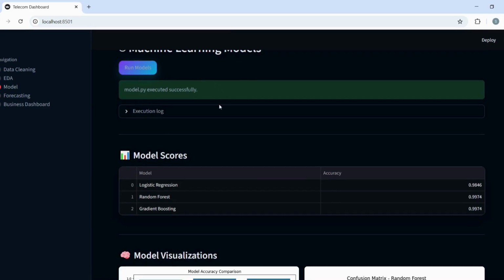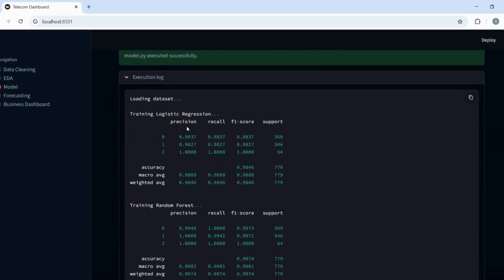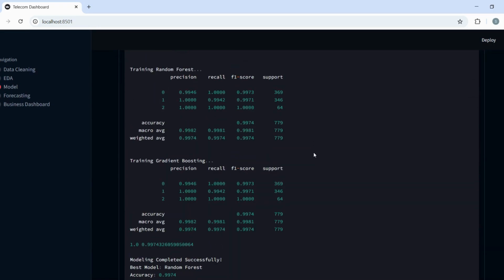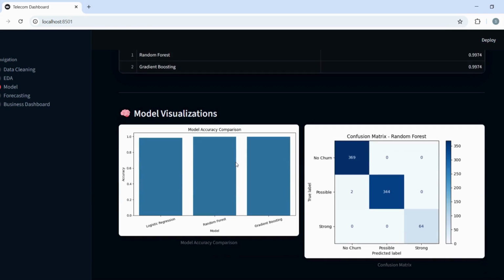Here we have executed the script and we can see the execution logs where we can see precision, recall, F1 score and support values of each of the models. Here three models are used, which are logistic regression, random forest and gradient boosting. Here we can see the confusion matrix and model accuracy comparison graph.